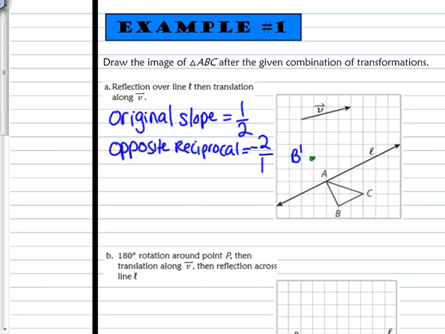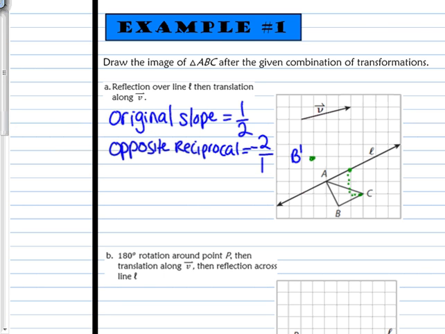Now remember, I'm working with the slope of -2/1. And so I need to find the point. So here's C, and I need to find the point on the line of reflection that I can go down to and over 1 and land on C. So I can tell by looking at it, this is my point on the line of reflection, because I can go down 2 and over 1 and land right there. Okay, so down 2, over 1, there's C.